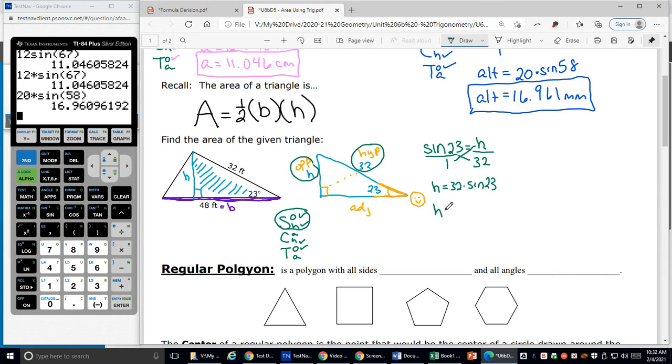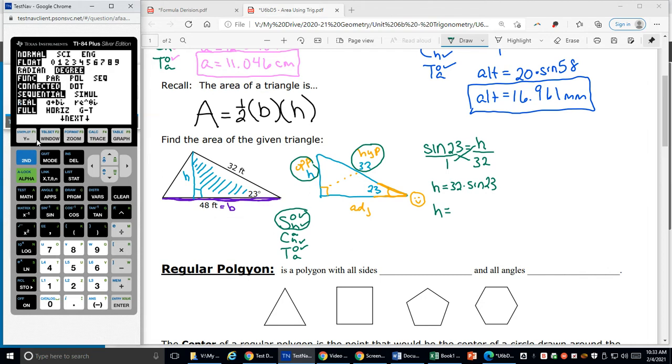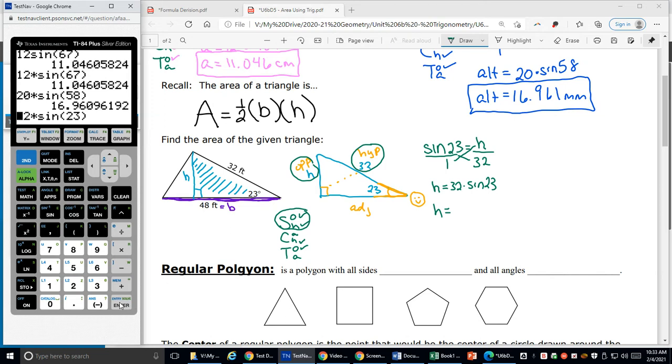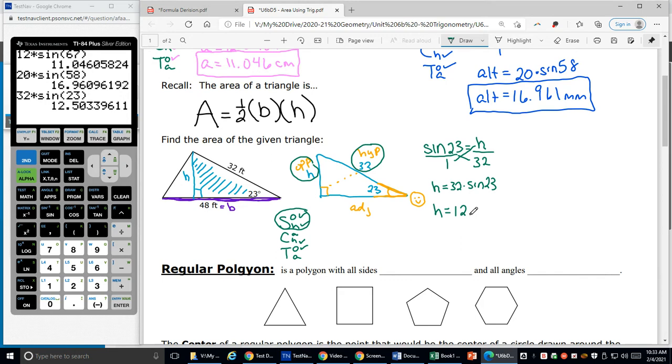So let's find out what our height is. My height is 32 times the sine of 23. And remember, in the last video, we had already moved my calculator into degrees. Okay, if I hit mode, you can see it is in degrees. Okay, I'm going to hit enter, and I'm going to get my height as 12.503. So that is this height right here.